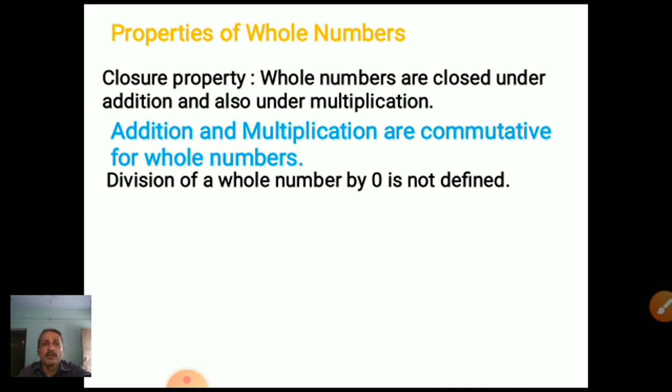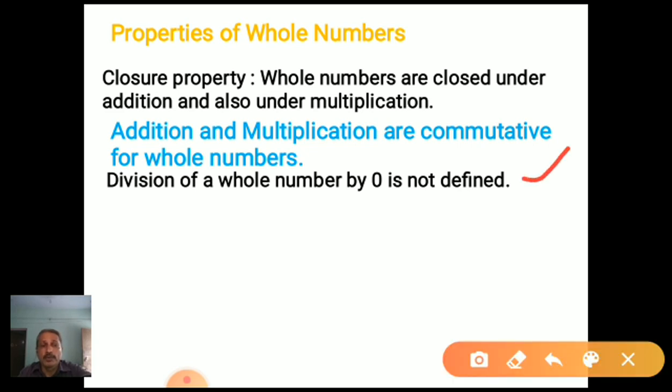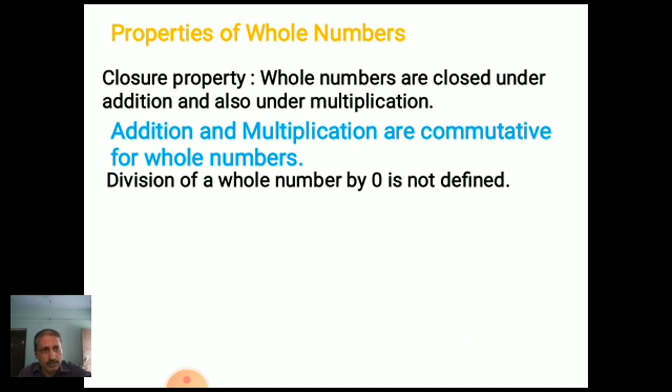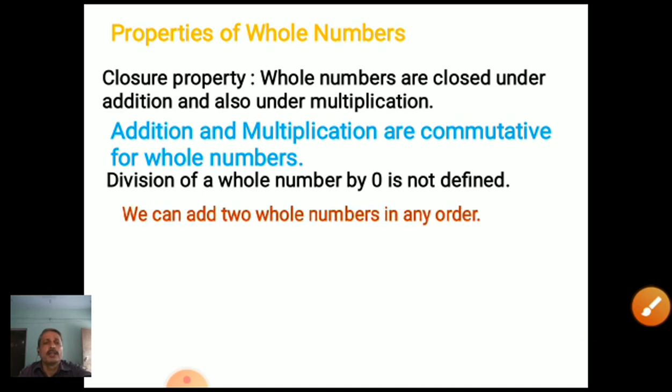Division of a whole number by 0 is not defined. See students, this is a very important point for you. Division of a whole number by 0 is not possible. 3 divided by 0 is not possible. Understood? Okay. Let's check the further properties.